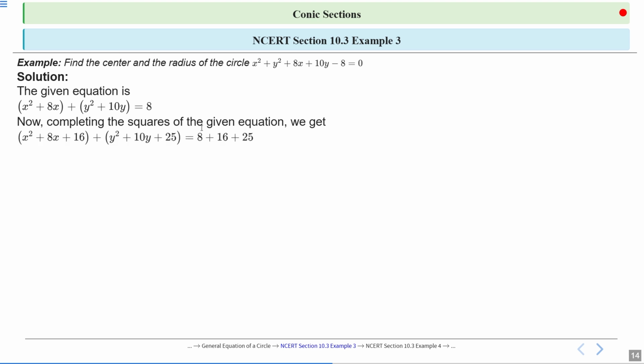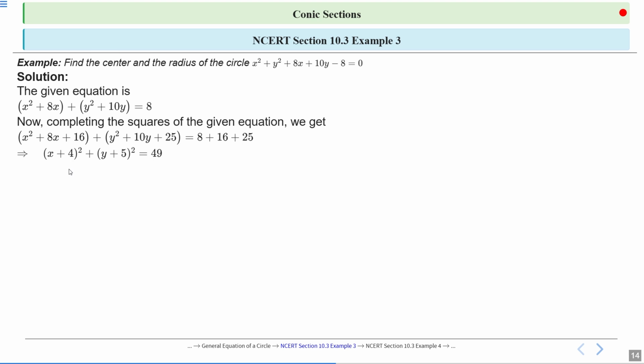Now completing the squares of the given equation, we get x square plus 8x plus 16 plus y square plus 10y plus 25. We add 16 and 25 on the left hand side, and for that we also add 16 and 25 on the right hand side. First we add 16 to the x terms, and with the y terms we add 25. Then on the right hand side we obtain 8 plus 16 plus 25.